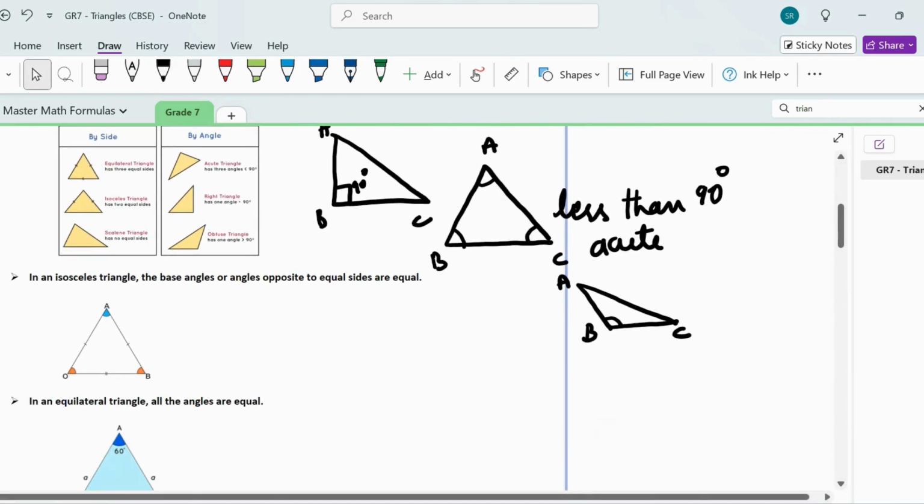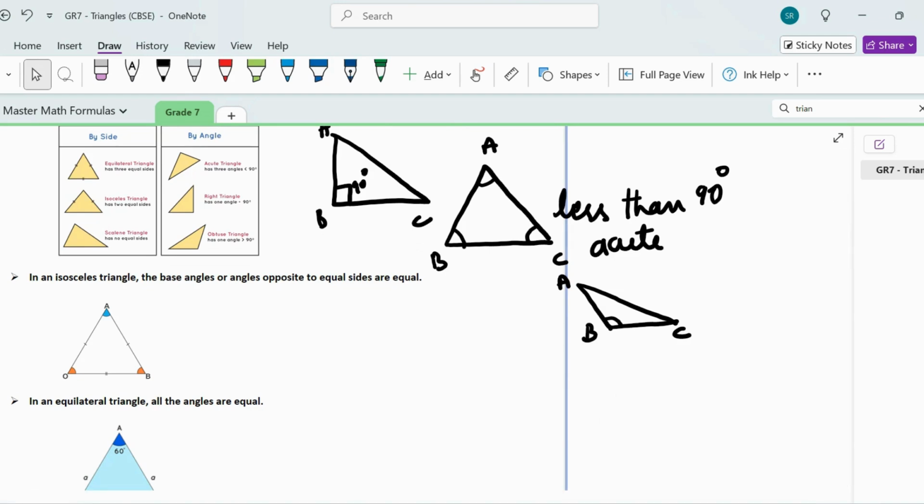Now, there is one important property of an isosceles triangle other than two sides being equal. That is, the base angles are also equal. That is, the angles opposite to equal sides are equal. That is, if AB is equal to AC, the angle opposite to AB is angle C. Angle C is equal to angle B. Clear?